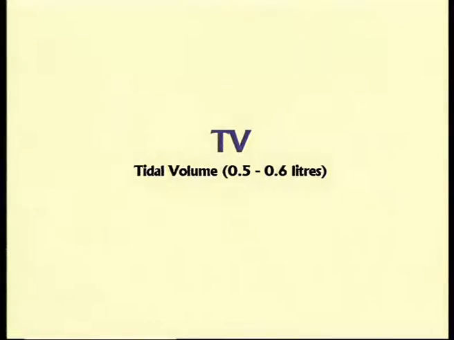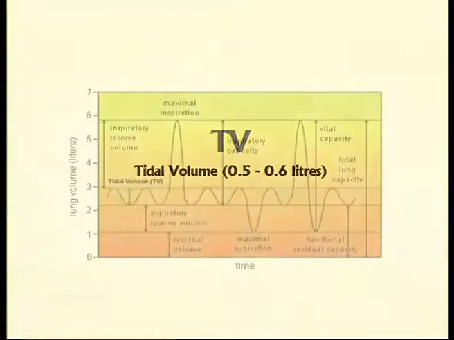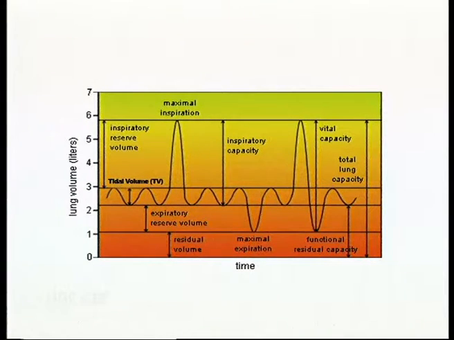The second value is tidal volume, also called TV. Tidal volume is the normal volume of air that is inhaled or exhaled by a person in one normal breath. It is about half a liter, or 500 ml. An adult healthy person inhales half a liter of air and exhales half a liter of air. It is called tidal volume.